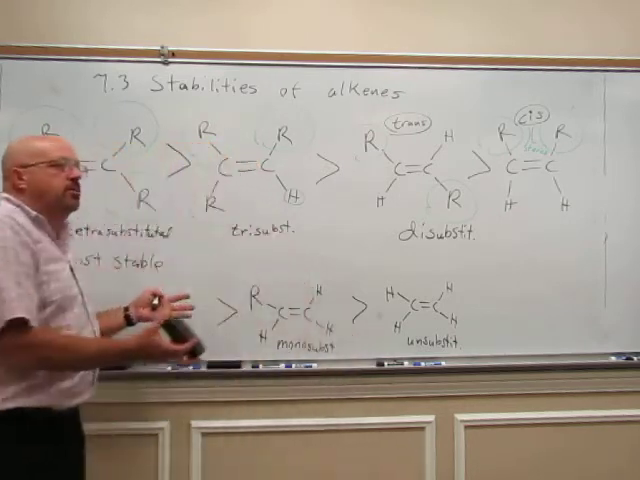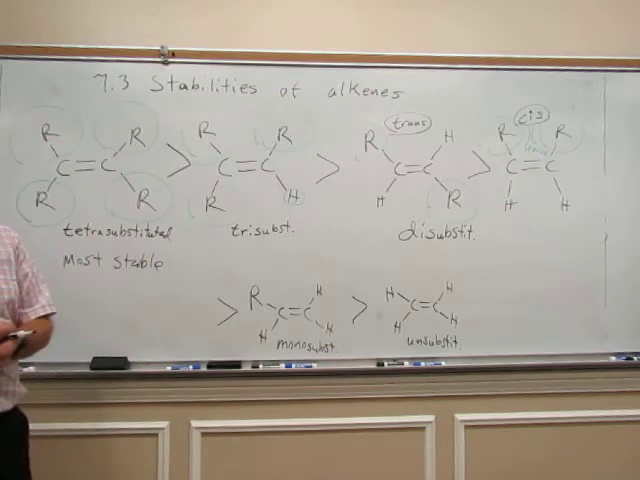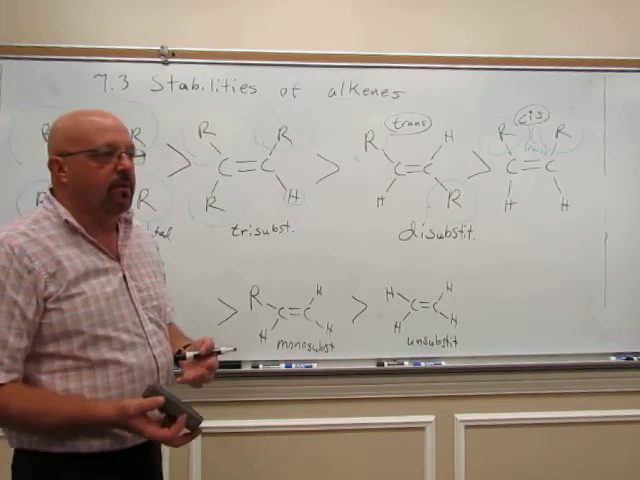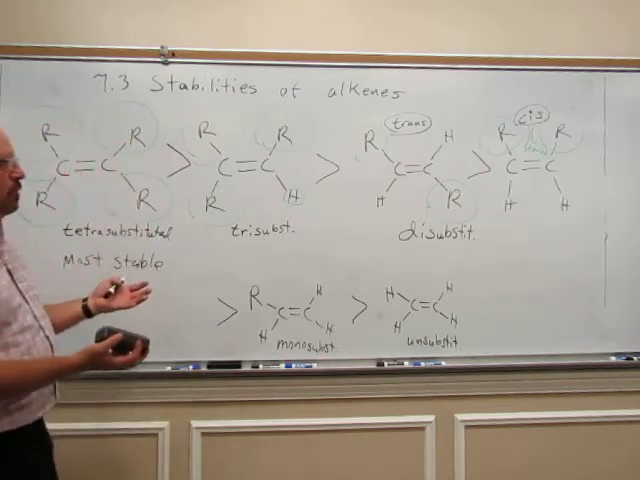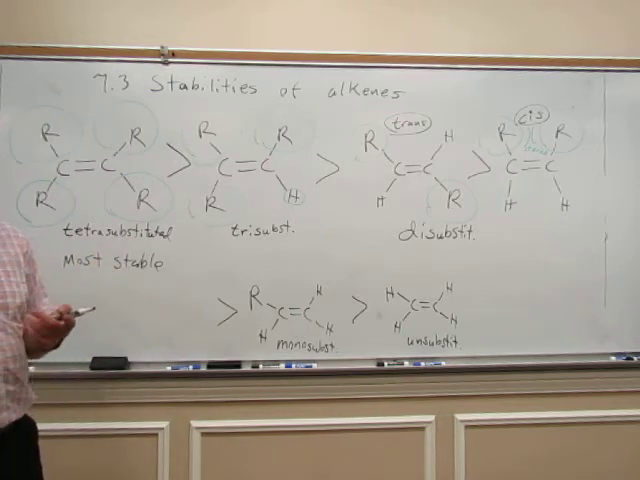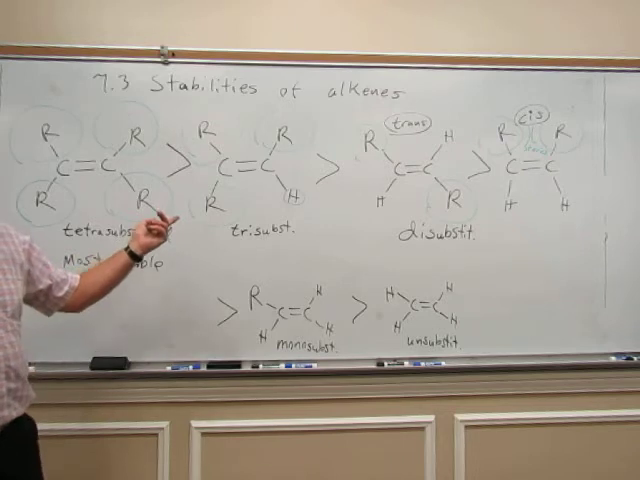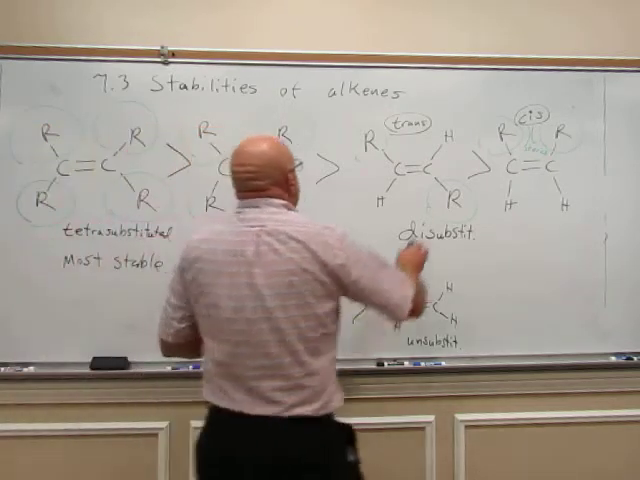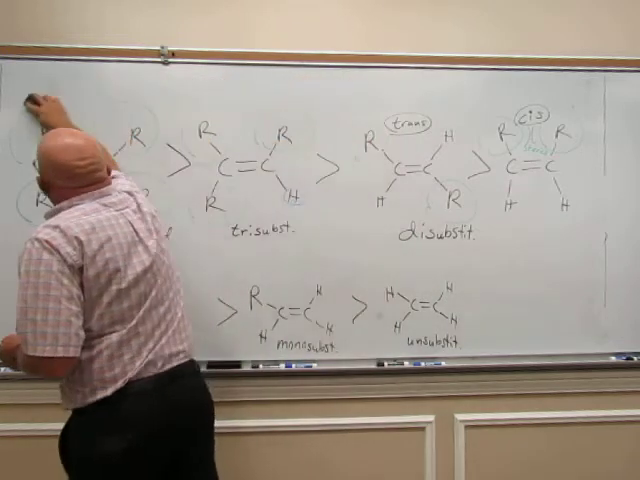So this is going to direct some of our reactions as to what product we're going to get later when we start making some alkenes. It makes sense that if you have a choice between forming two different alkenes, we would want to make the more substituted one because it's more stable. And we'll see that in some of our reactions later.